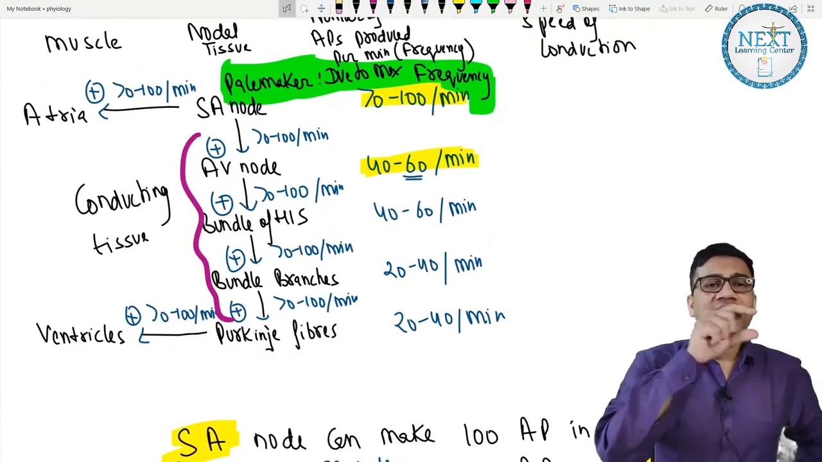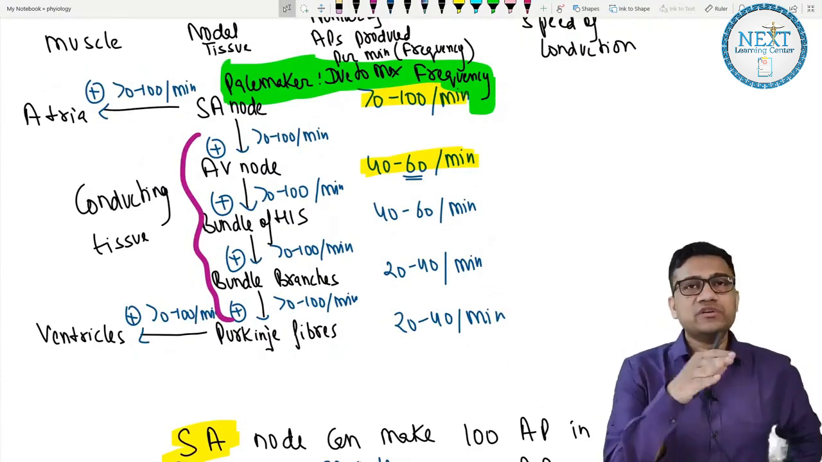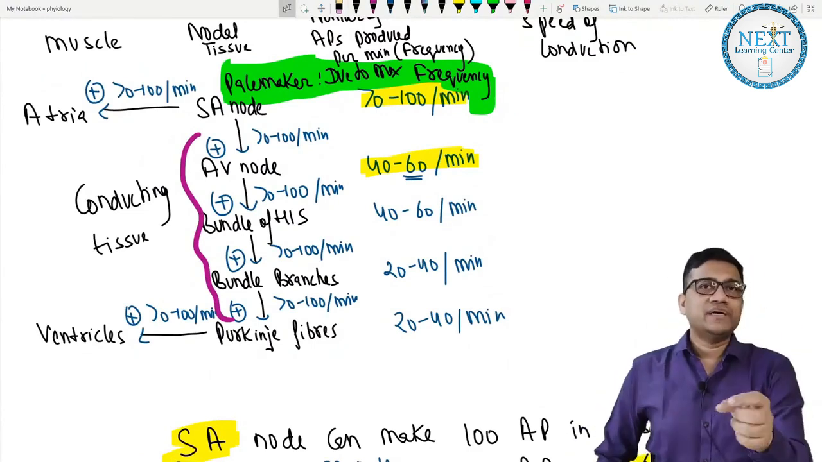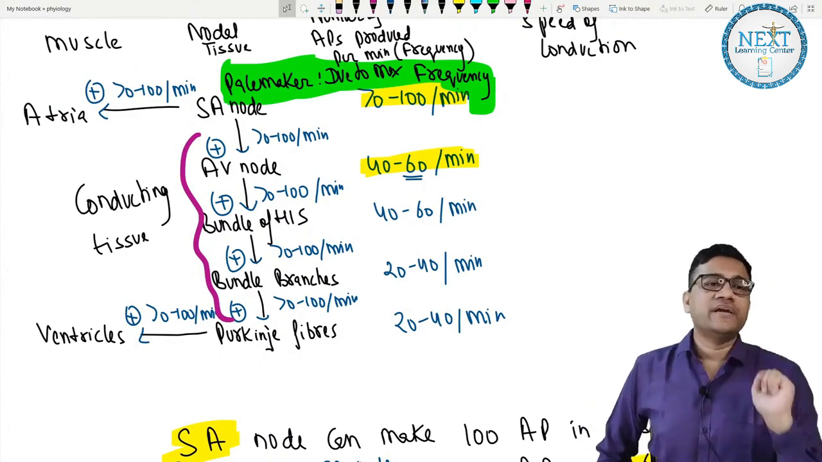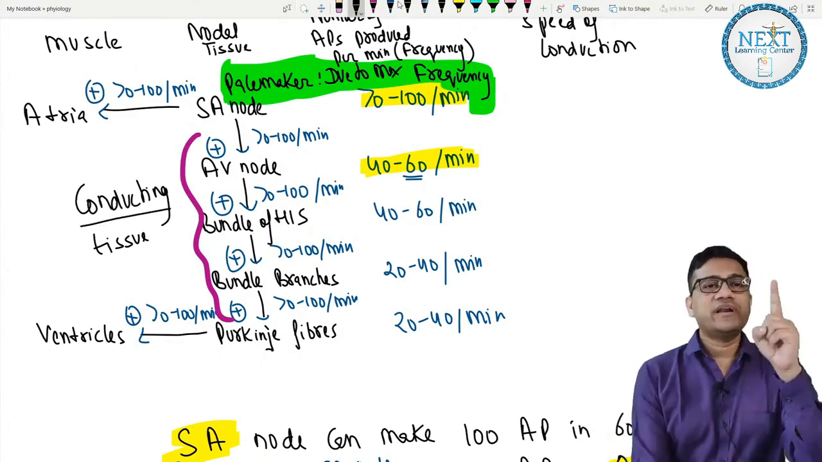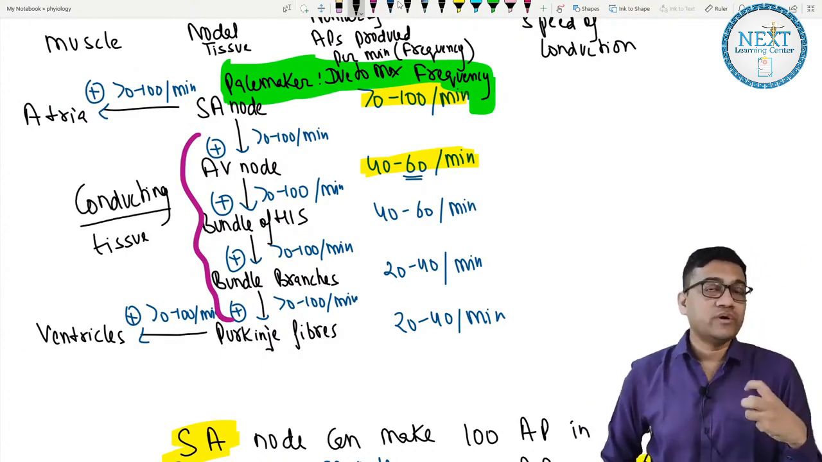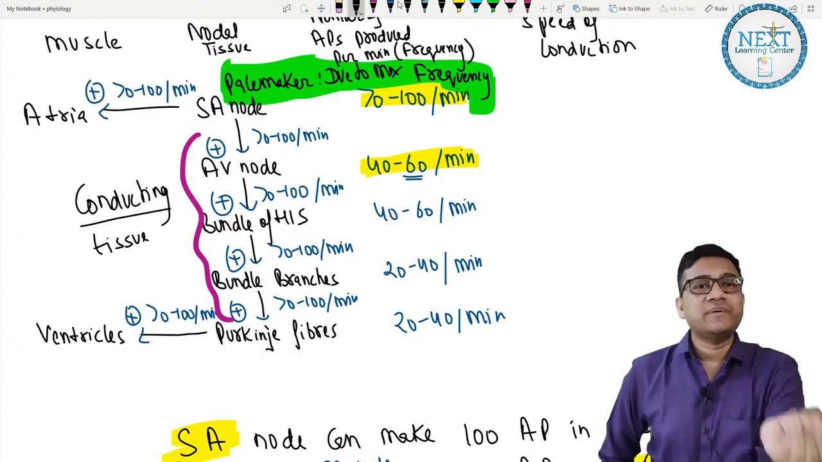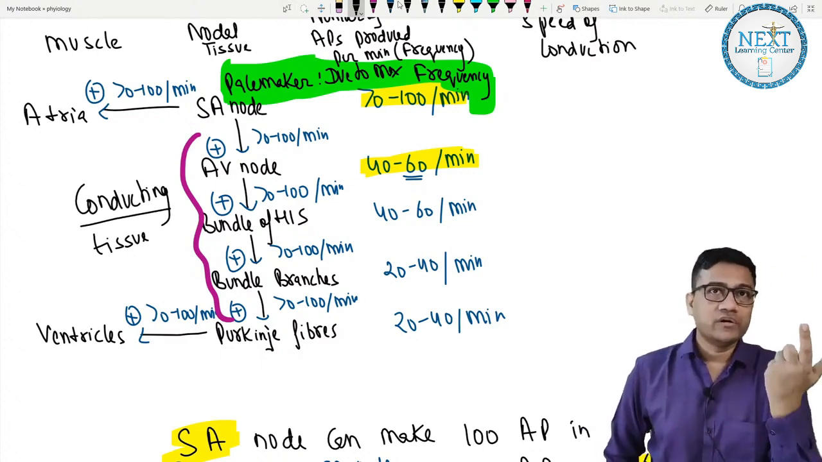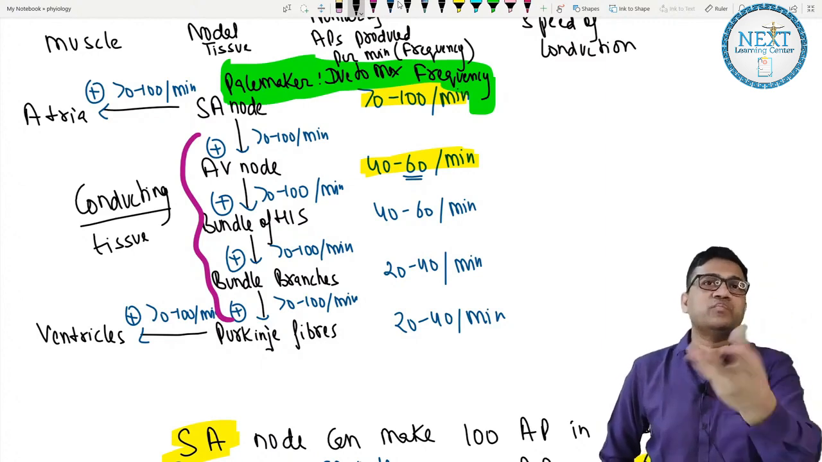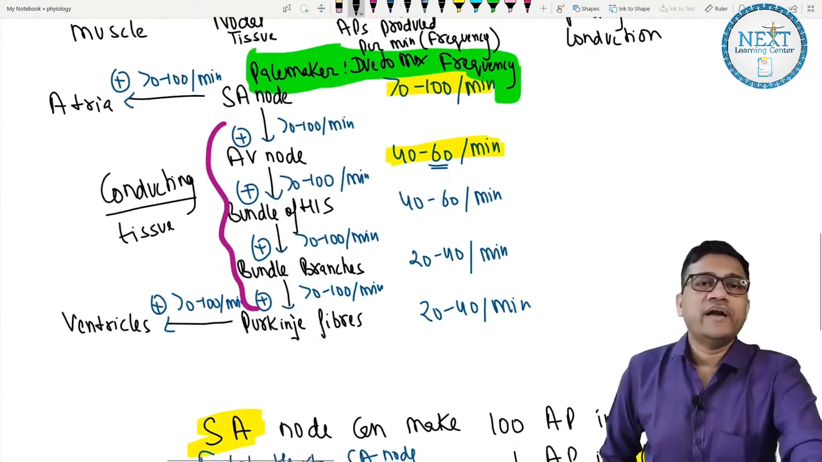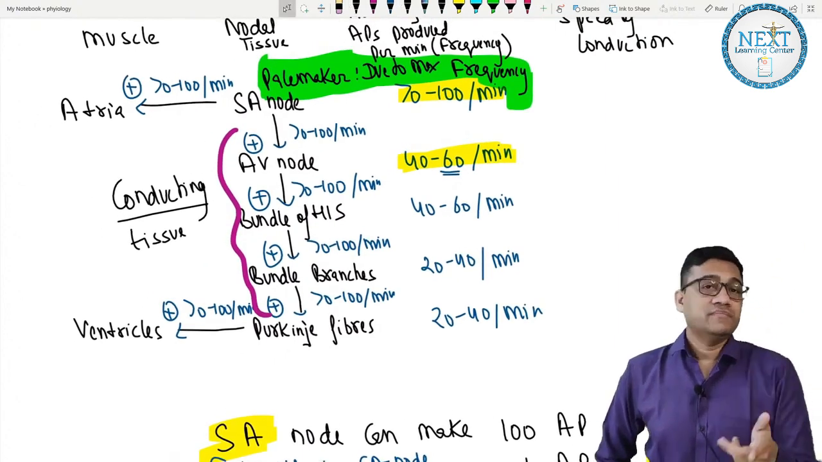In this picture, the SA node is the pacemaker because it has the highest frequency. Like in a bus, there is one driver and multiple conductors. Remember, in a bus, one driver and multiple conductors. Okay, but can a conductor become the driver? Yes, why not? A conductor can become superstar Rajnikant, Thalaiva. So why can't a conductor become the pacemaker?